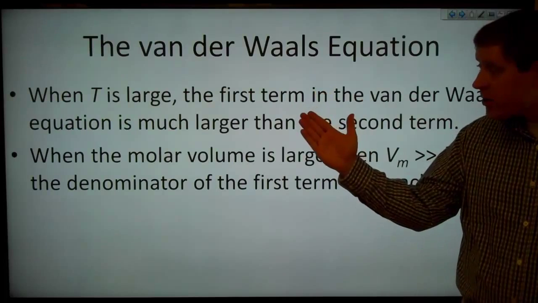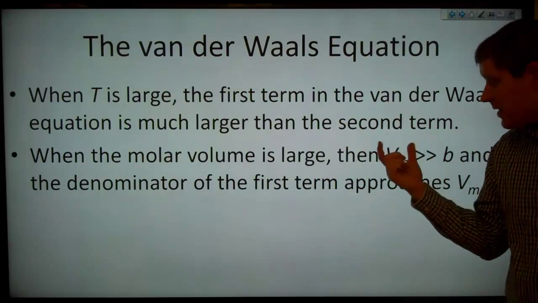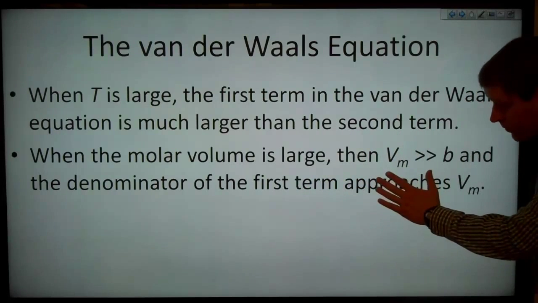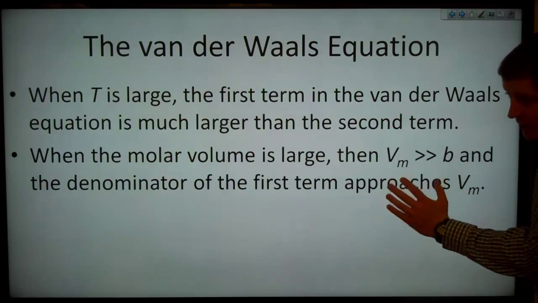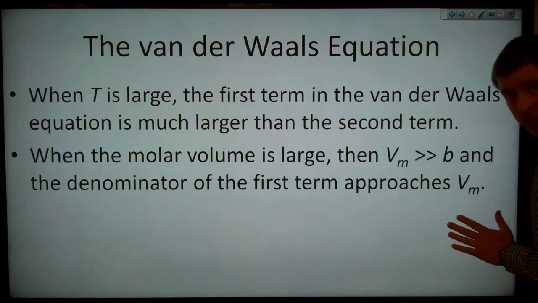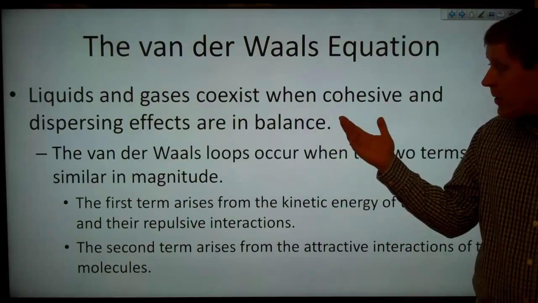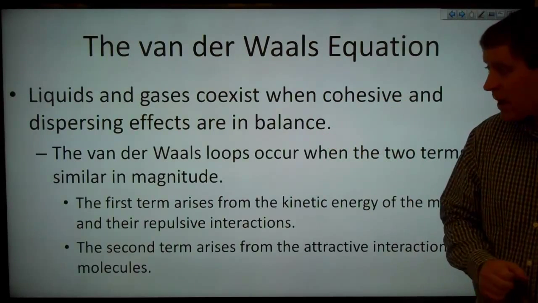When temperature is large, the first term in the van der Waals equation is much larger than the second term. And when the molar volume is large, then the molar volume is much, much larger than B, and that means that the denominator of the first term approaches the molar volume, and that then gives us the ideal gas law.